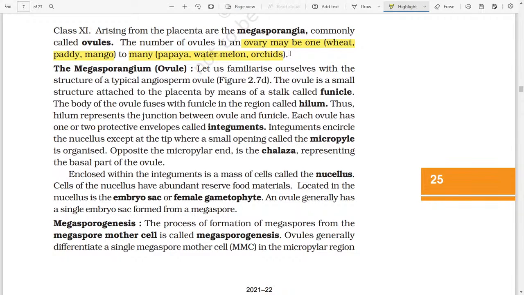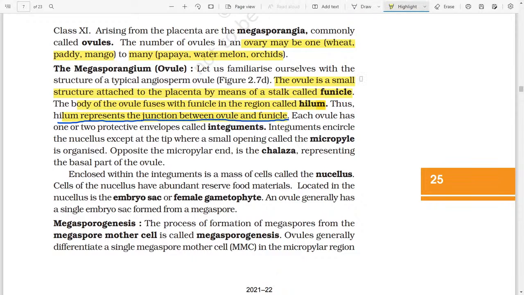Let us familiarize ourselves with the structure of a typical angiosperm ovule. The ovule is a small structure attached to the placenta by means of a stalk called funicle. The body of the ovule fuses with the funicle in a region called hilum. Thus, hilum represents the junction between the ovule and the funicle.